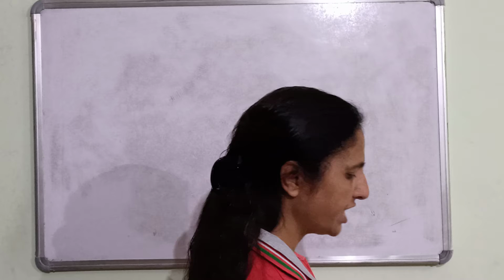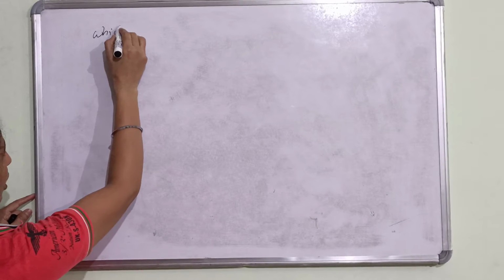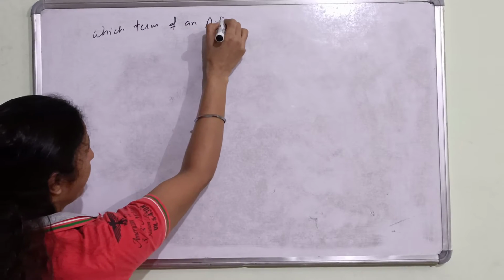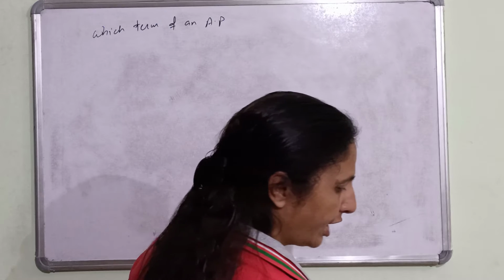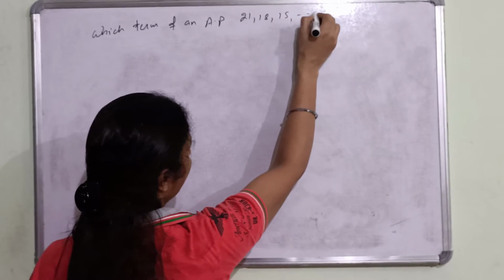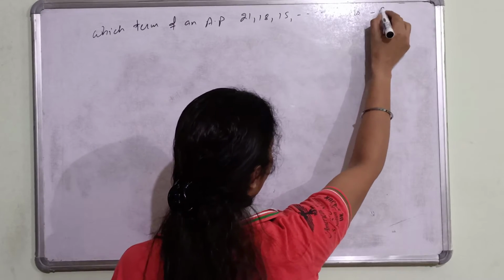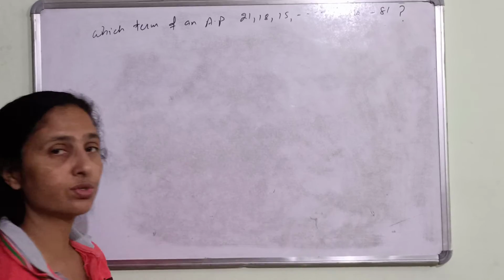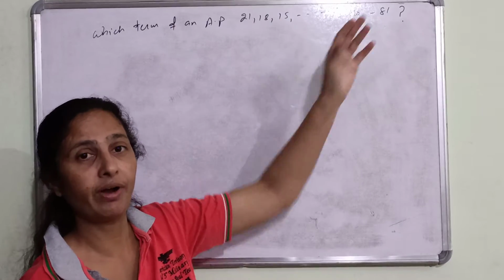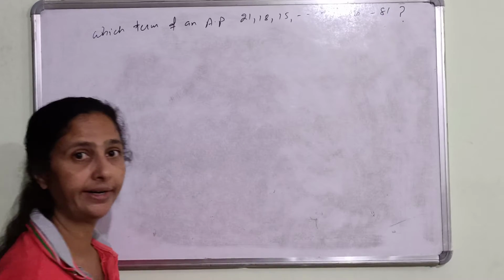Okay, now the question: which term of an AP 21, 18, 15, and so on is minus 81? What is the question? Which term of the AP is this? So we have to find n, meaning which term of the AP this is.